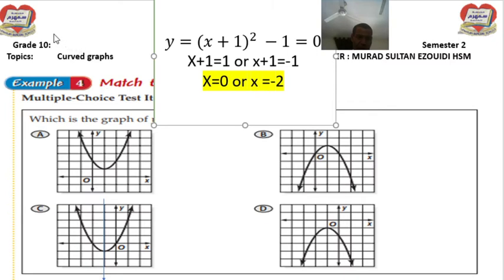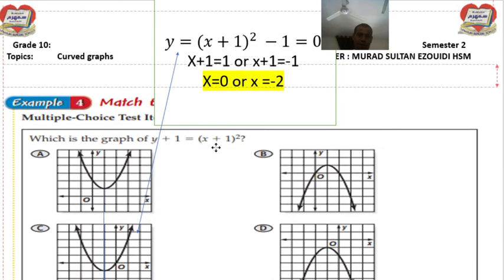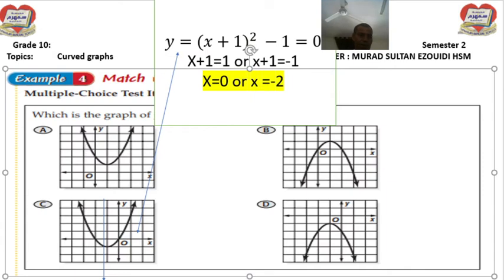Okay, I will use this one. It has two roots, so this is the graph of that equation. Okay, clear? Then we move to the second part.